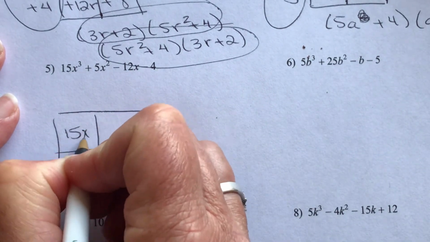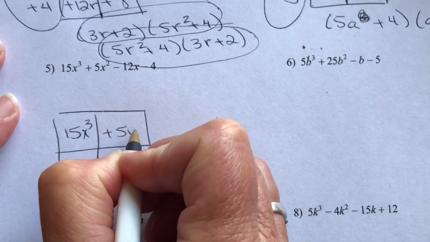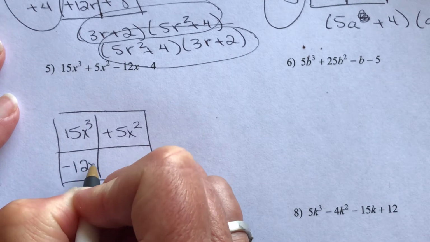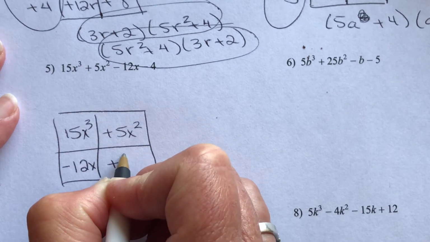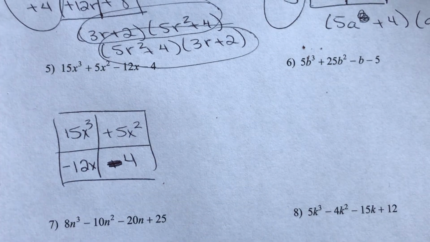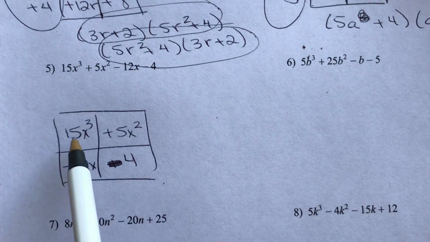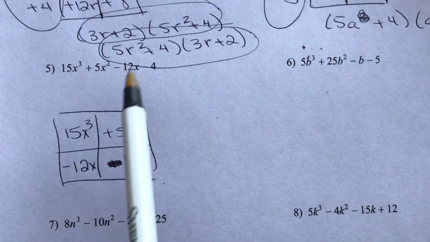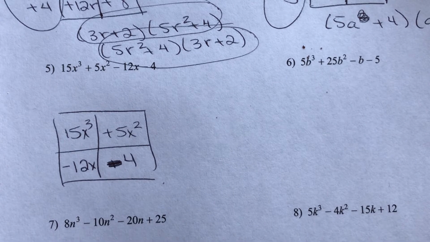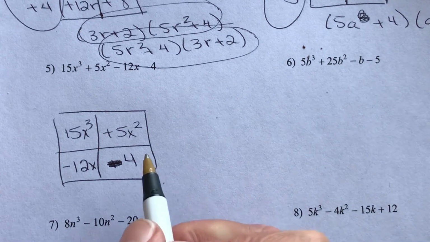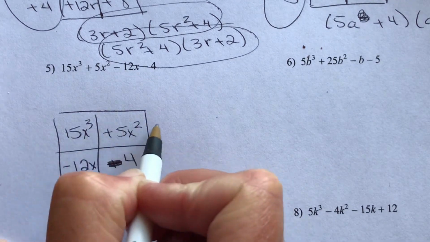So we have 15x cubed plus 5x squared minus, yeah, that's different. That's a minus, not a plus. Oh, these signs. Let's double check. 15x cubed plus 5x squared minus 12x minus 4. Ooh, youch. So we're going to have to go a little slower on this one. Let's check it out. Let's see what this has in common.